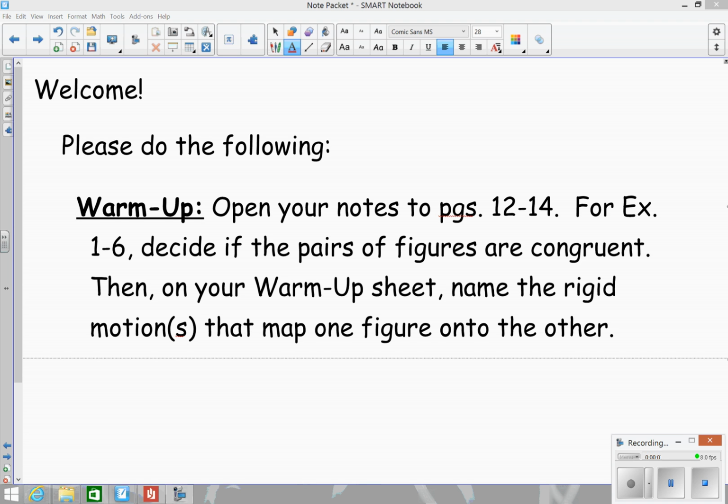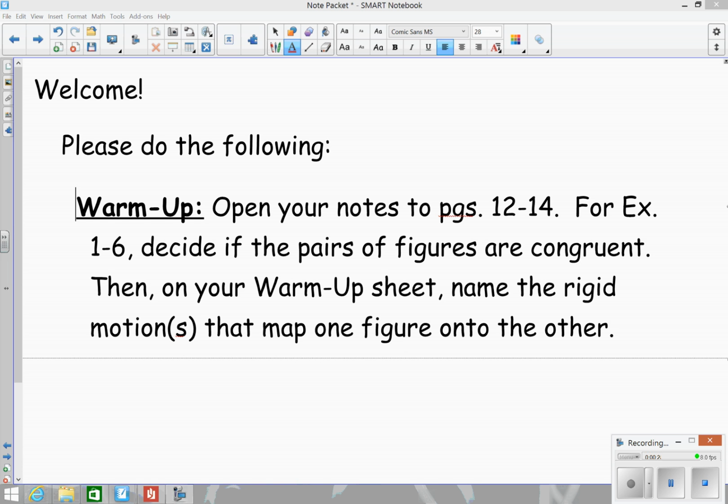So first thing today that I want you to do is the warm-up. In your notes on pages 12 through 14, I want you to go through examples 1 through 6 and just decide if the pairs of figures are congruent. And then if they are, I want you to name the rigid motion or more than one rigid motion that'll map one figure onto the other.